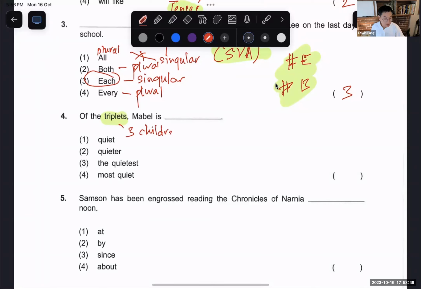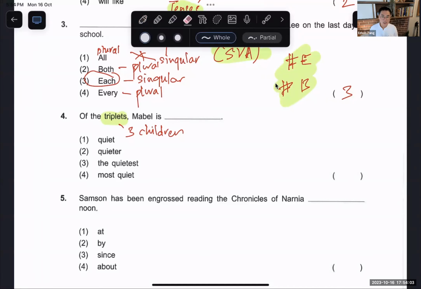It may be 3 girls, it may be 3 boys, it may be 1 girl, 1 boy, 1 girl if it's fraternal triplets. If it's fraternal triplets, it could be different genders. But generally, triplets are all the same gender, and uncommonly, they can also be different genders. But anyway, 3 children.